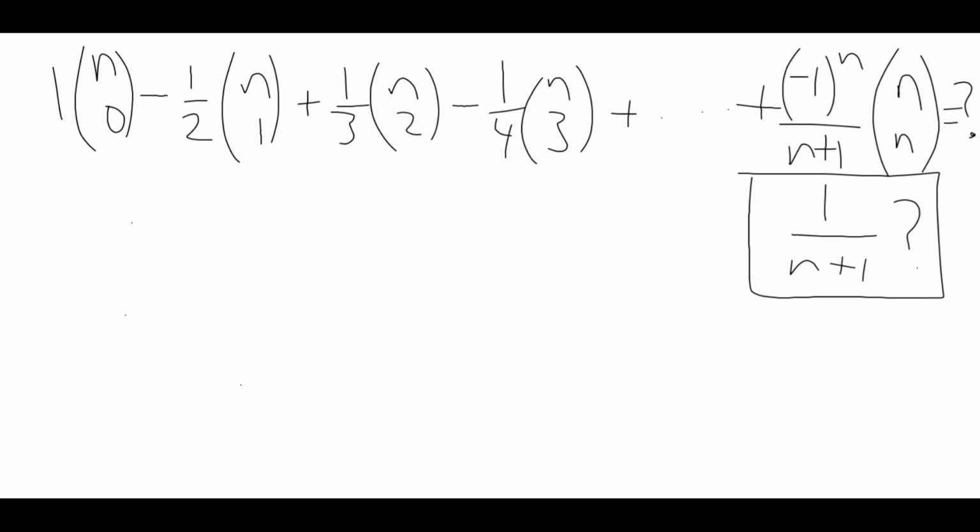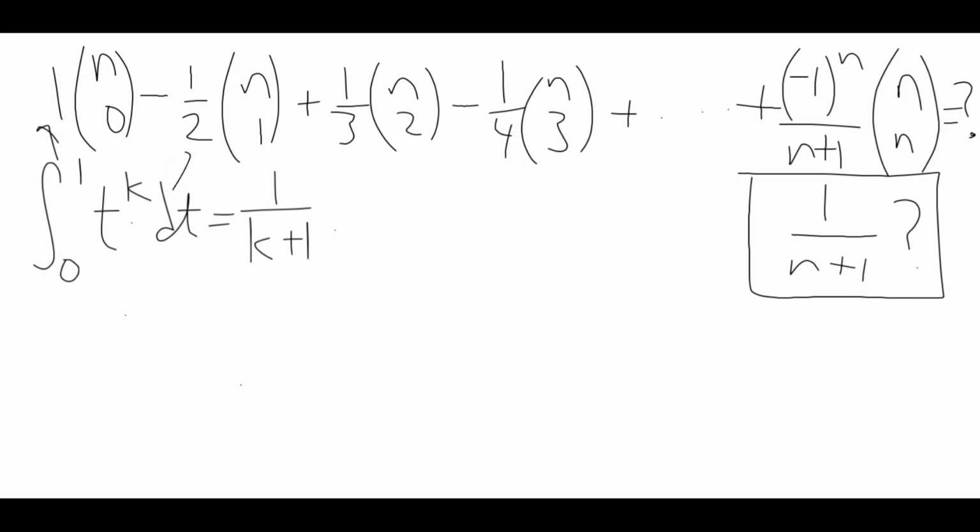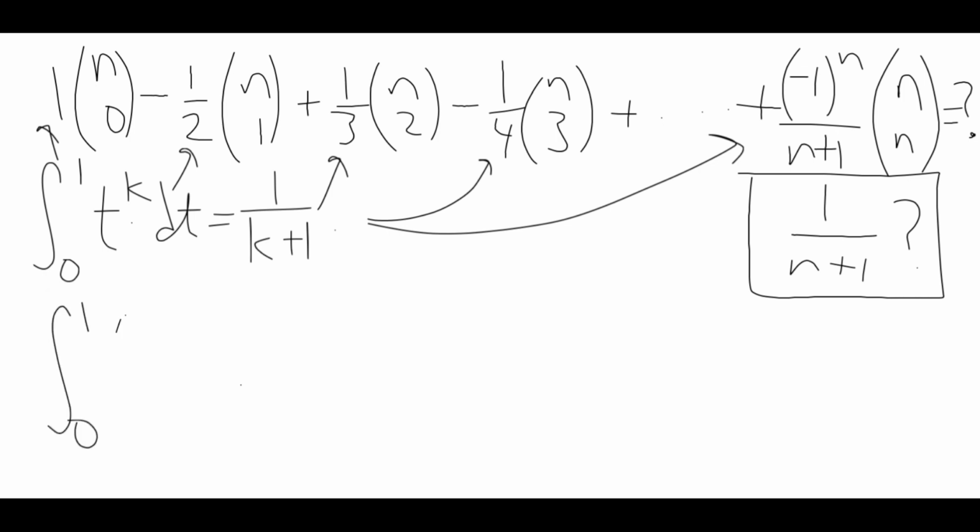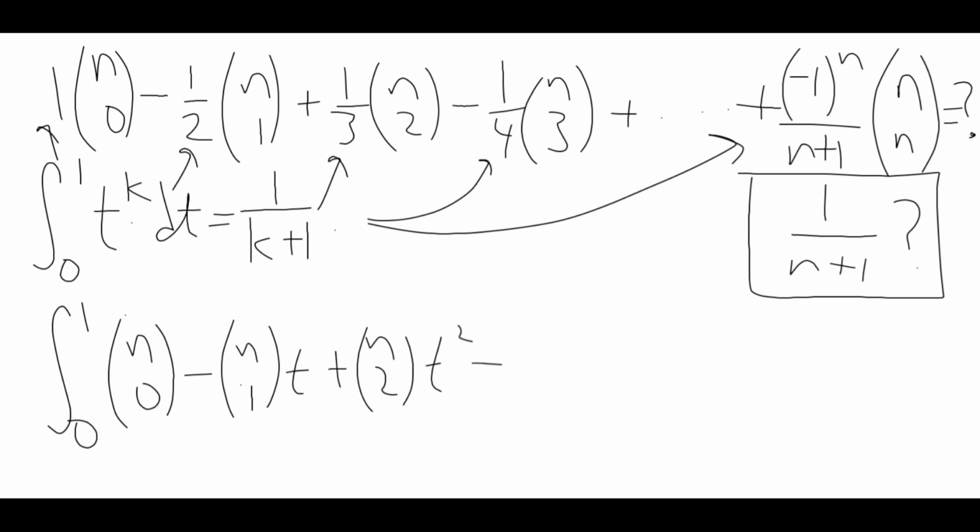Now, how are we going to prove this? Well, we're just going to use the simple fact that the integral from 0 to 1 of t to the k is 1 over k plus 1. That's really all we're going to need. Now, that means that this 1 here I can write as the integral of t to the 0. This is the integral of t to the 1, t squared, t cubed, all the way up to t to the n. So the whole thing is just the integral of n choose 0 minus n choose 1 t plus n choose 2 t squared, and so on.